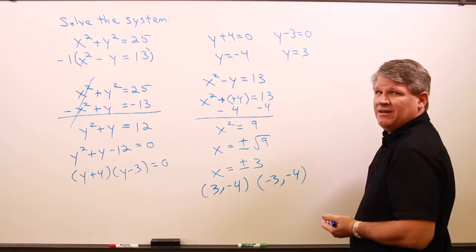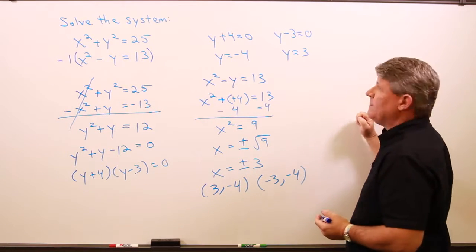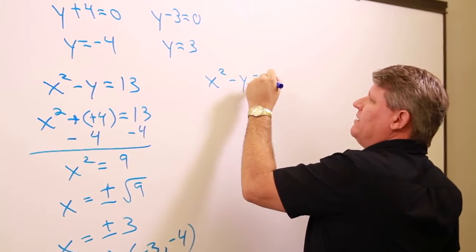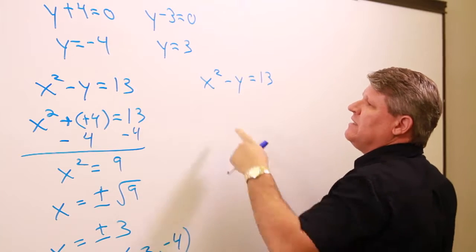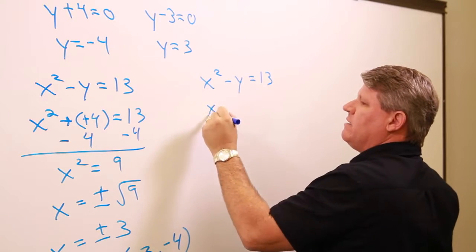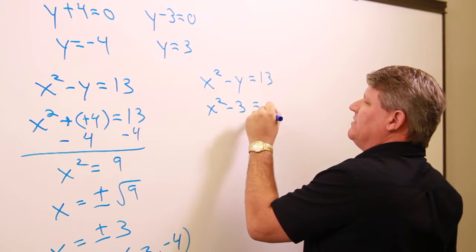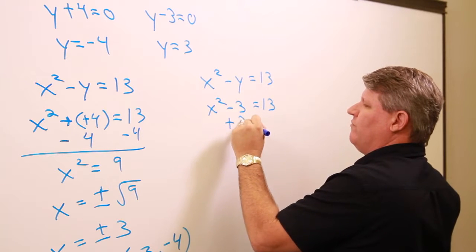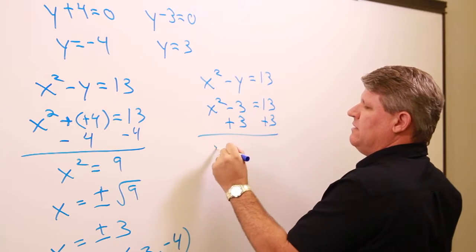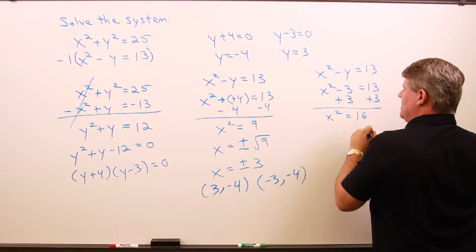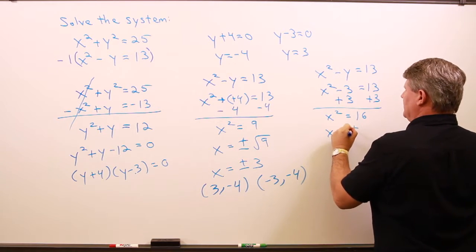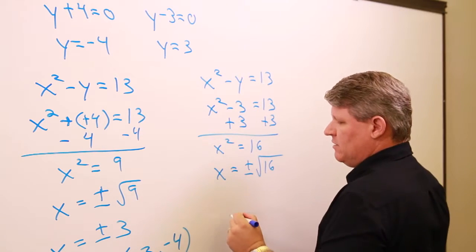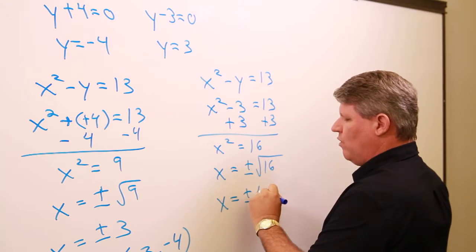Now I'm still not done. I still have y equal 3. So if I go through the same idea, x squared minus y is equal to 13, and I plug in 3 for my y, I don't have the extra negative sign to worry about this time. And same thing, I'm going to solve for x squared first by adding 3 to both sides. I get x squared is equal to 16. And again, my square root principle says I get 2 answers, plus or minus the square root of 16. The square root of 16, of course, is 4.